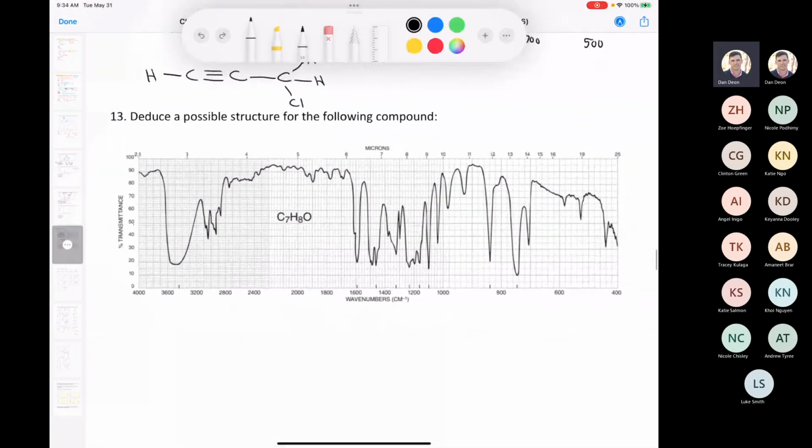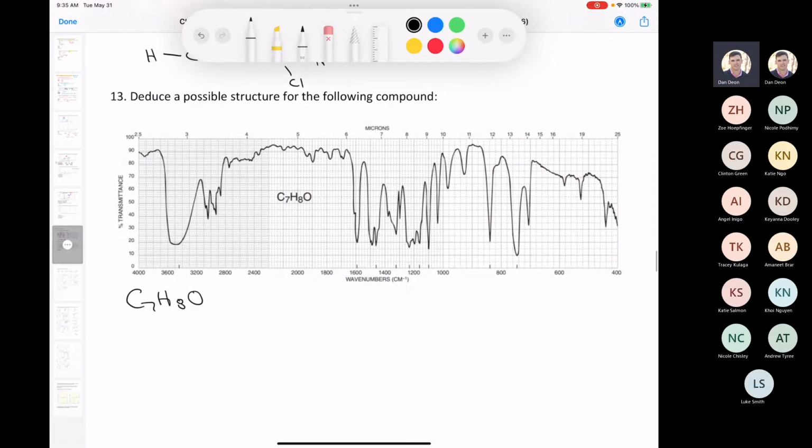What if we had this one here? You've got C7H8O. They gave us the infrared spectrum, and they're asking us to deduce a possible structure. I've already gone ahead and calculated the HDI using the formula. The HDI is equal to 4 for this compound. And so that's a lot of units of unsaturation. Does anybody notice any functional groups that might be present in this compound?